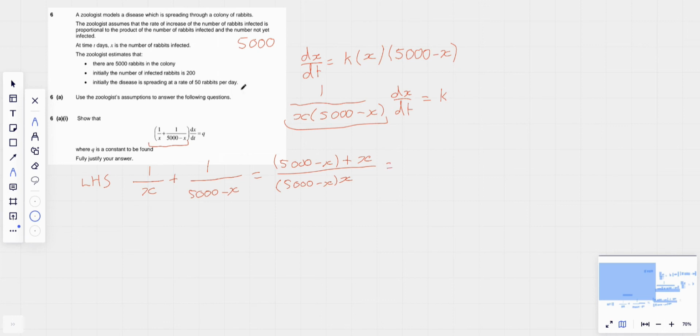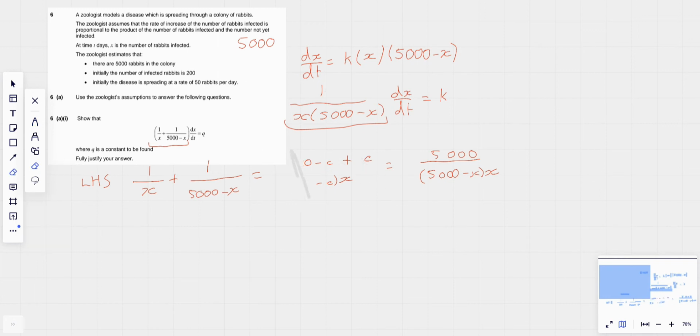What can we do now? Well, we can simplify the top. The x will cancel. And we get this. So we get 1 over x times 5,000 minus x is equal to this. In this case, we have 5,000 of them. So what we can do, using what we just found, is we can now times both sides of our differential equation by 5,000.